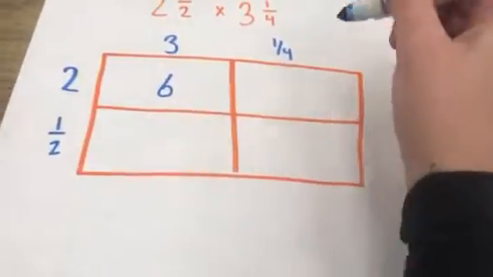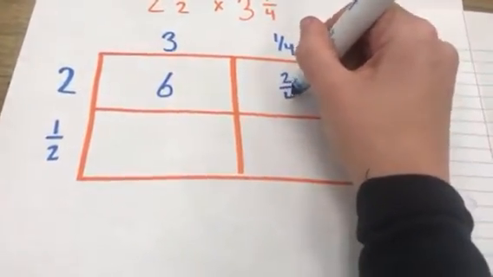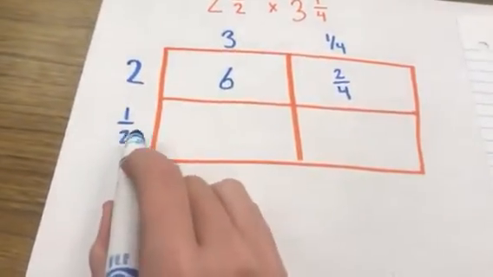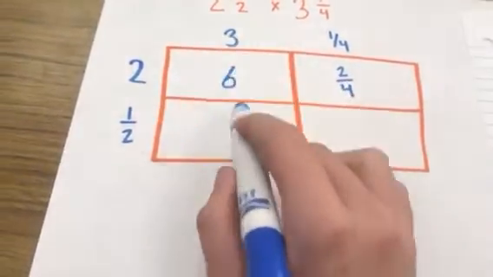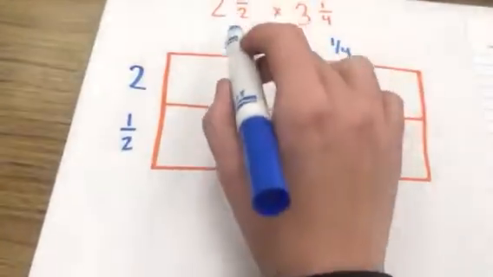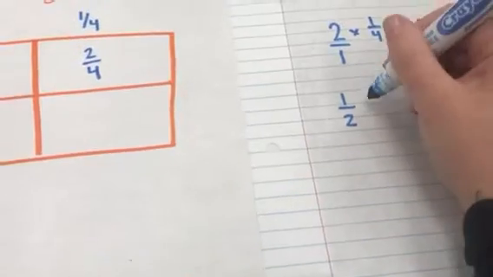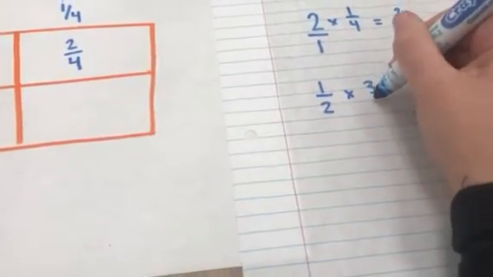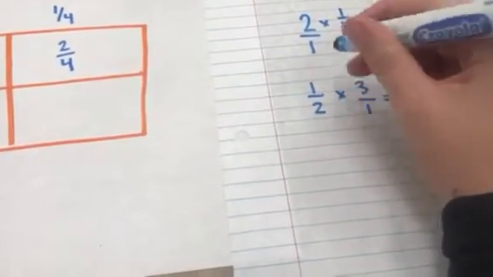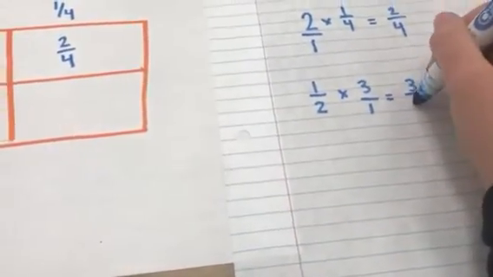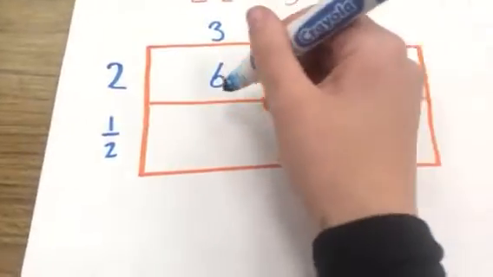Make sure you're being organized. 2 over 4. Now I'm going to come down here. I want to fill in this box. So I'm going to look at my number across, 1/2, and then 3. So 1/2 times 3. I don't know that in my head though. So 1/2 times 3. Put my 3 over 1 just like I was doing yesterday. Multiply across, 3 over 2. I'm going to put it in this box.